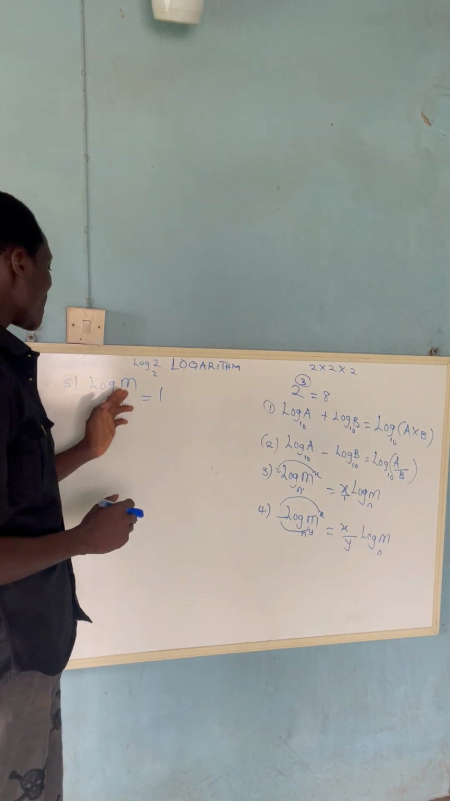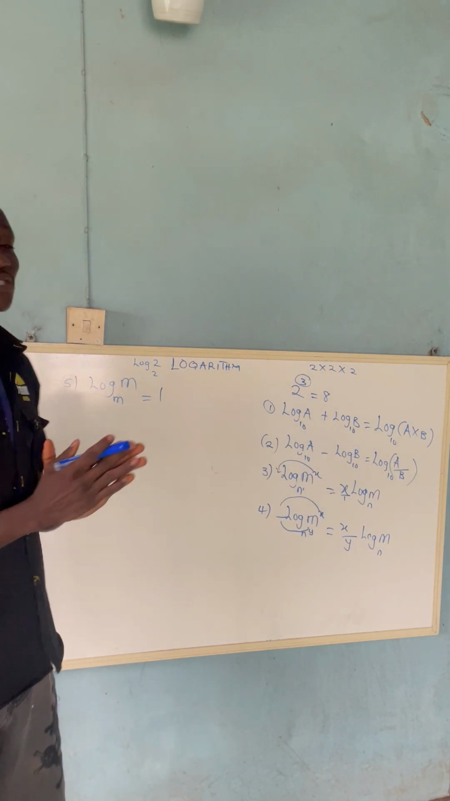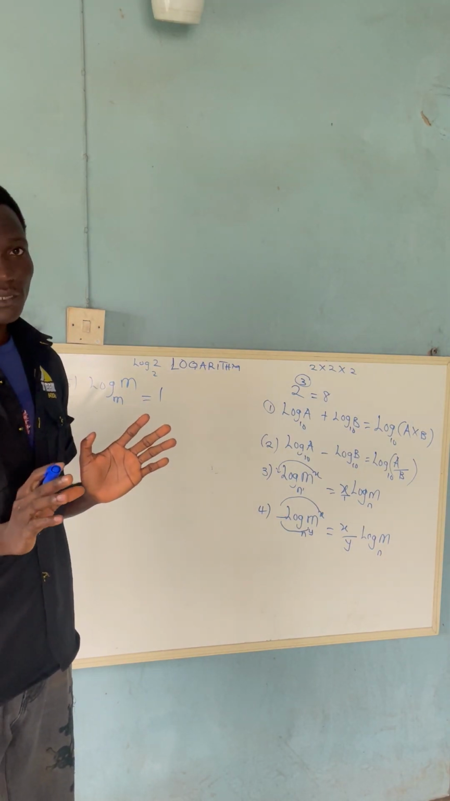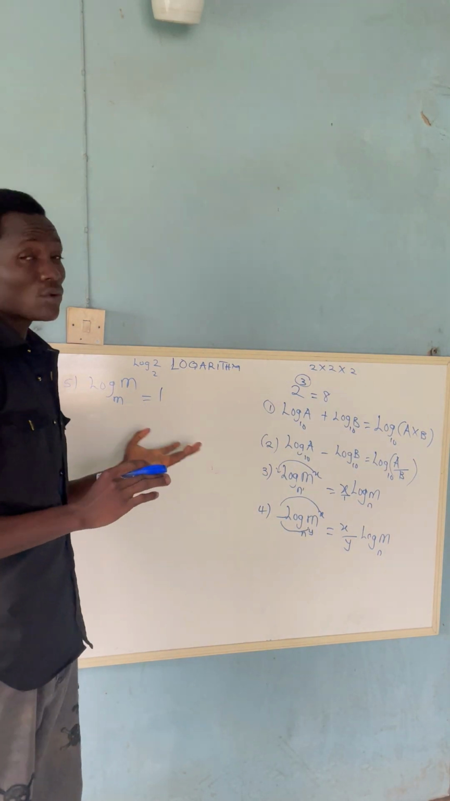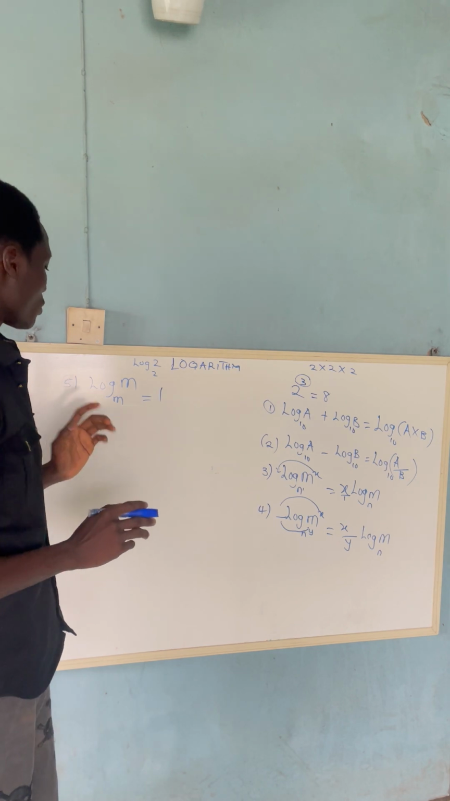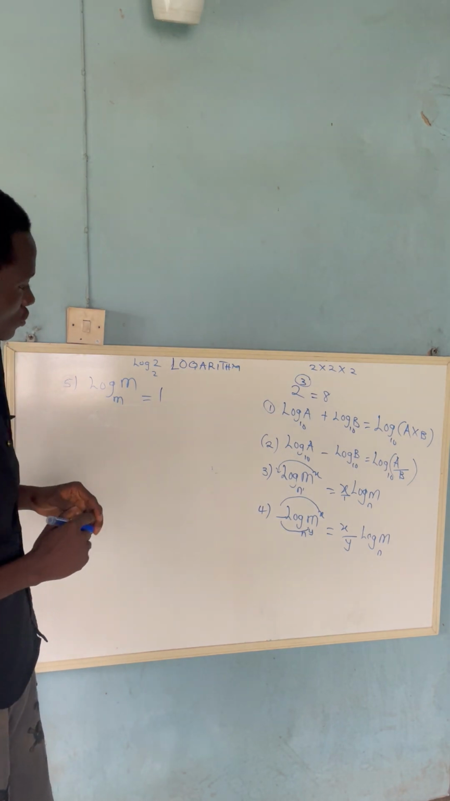Whenever the number and the base are the same, the logarithm is 1. I'm going to prove this to you later on. That's the fifth law. Let's see the next law.